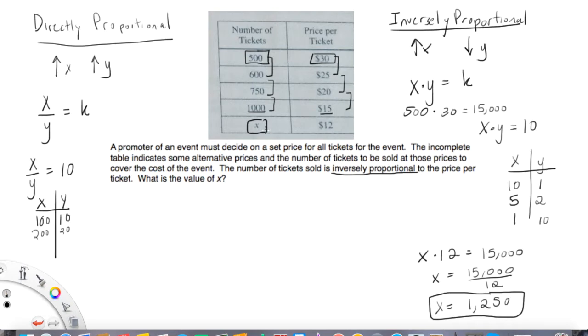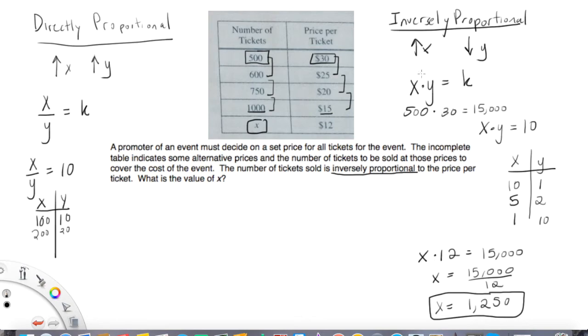And that sort of makes sense here. Look, we've seen as the ticket prices drop, the number of tickets goes up. As the price drops to 12, it would be certainly more than 1,000. It seems to make sense here that 1,250 is our answer. Okay, so the value of x was 1,250.